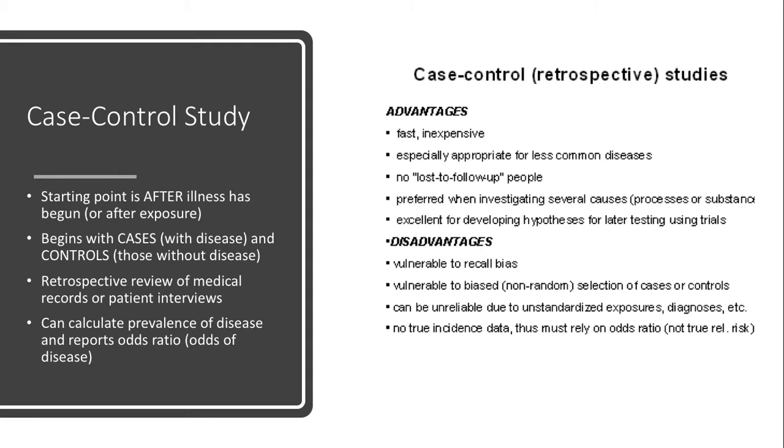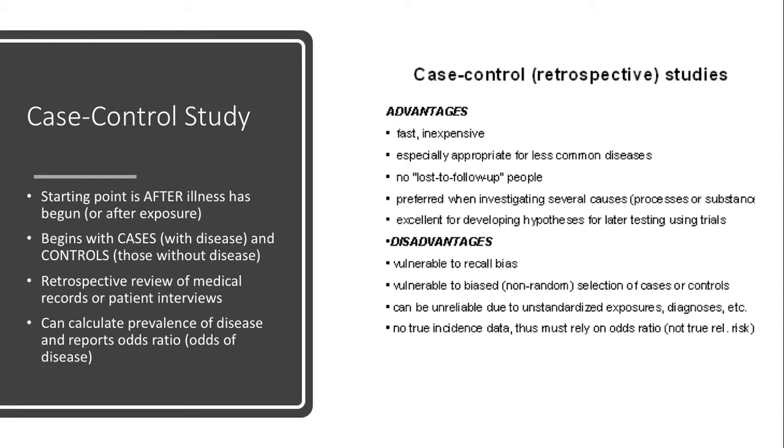So the first one we'll talk about is a case control study. These are retrospective studies where the starting point is after an illness has begun, or after somebody has been exposed to something. It begins with cases of people who have this disease and control patients who have been identified through a retrospective chart review or a retrospective audit of those who do not have the disease. And then they compare the outcomes between the groups in terms of prevalence of the disease. And they report those as the odds ratio.